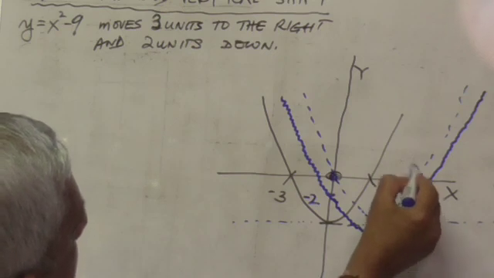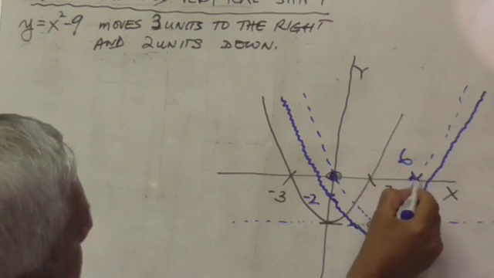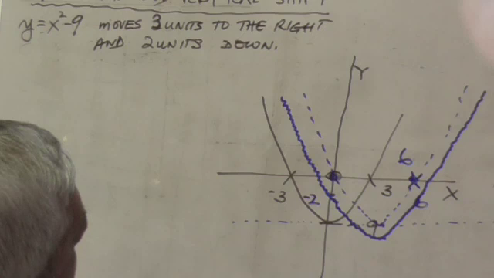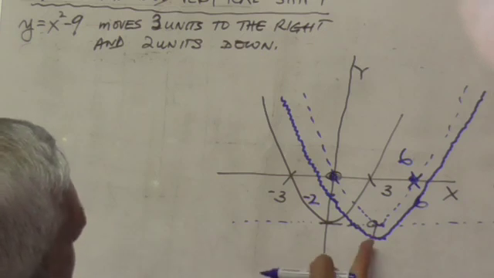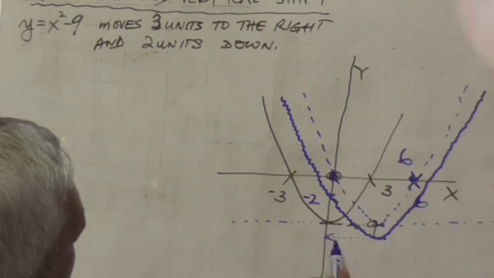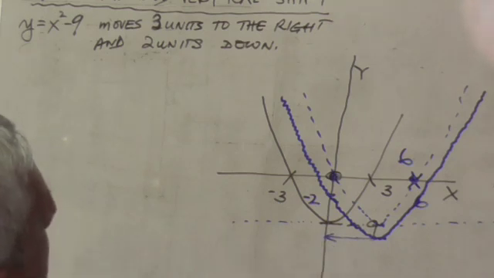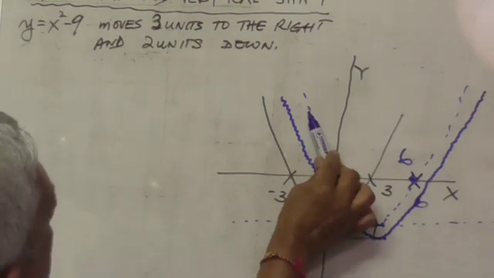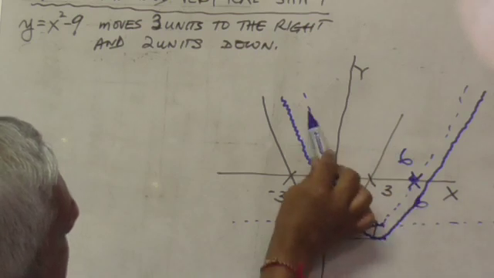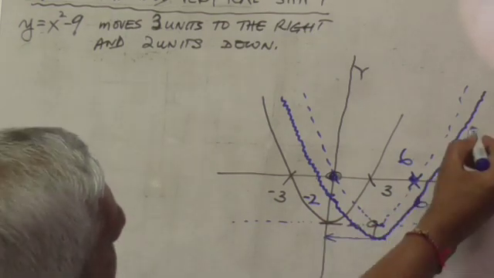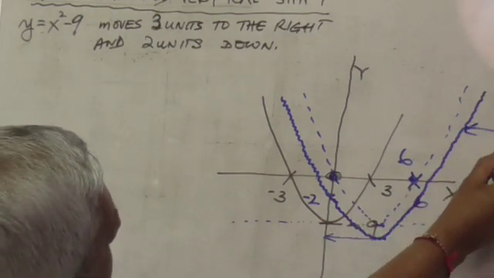Remember that was 6 here. It was 6 here. Right? So this will be more than 6. Right? So there's your new graph. Right? You can see the minimum value has changed now. There is a new minimum value. There's a new x-intercept. Right? So this one was 3 units to the right. So that's how we got that one. Then we brought it 2 units down. So that's our final answer.